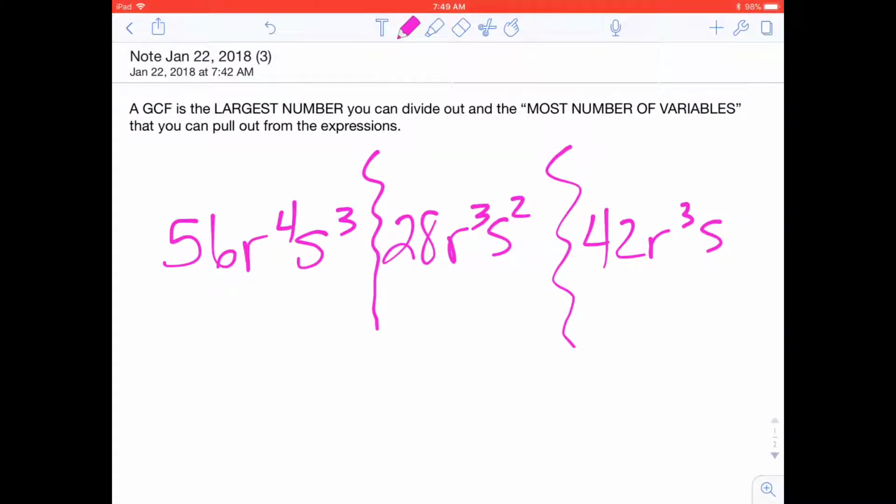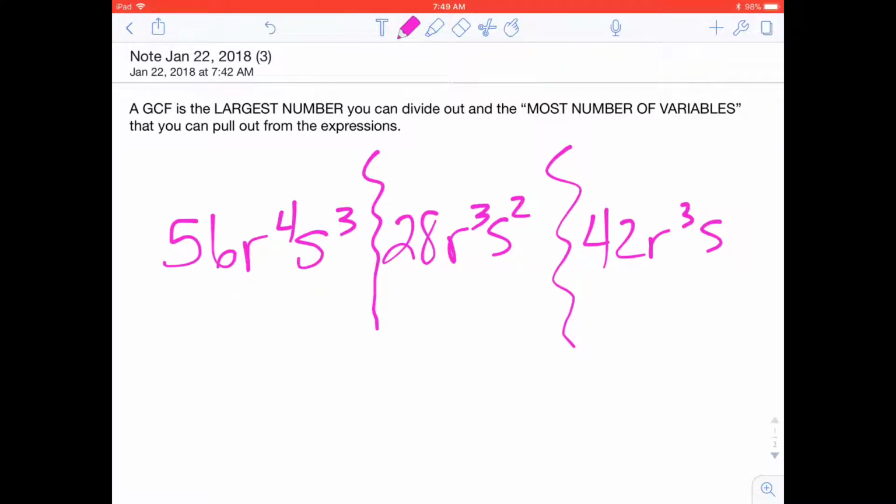In this example, we're going to talk about a GCF, a greatest common factor. If you look at the top, it says a greatest common factor is the largest number you can divide out from the actual numbers themselves. So let's start with that piece first, and then we'll get to the actual letters of the variables.